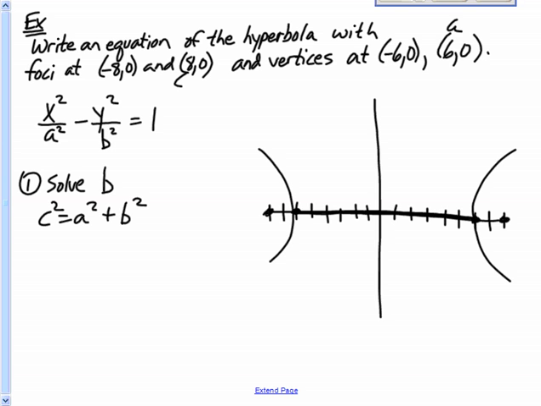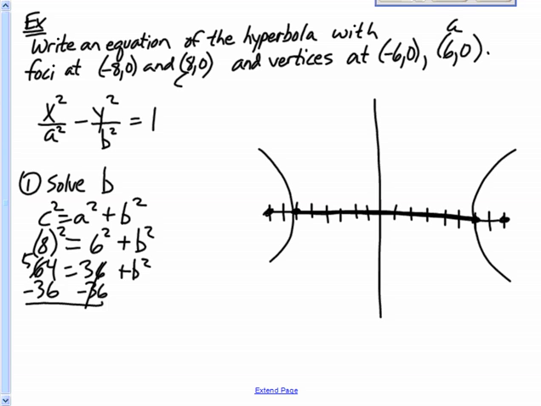C squared, so our C is 8. Our A was, what was it, 6. So 8 squared equals 6 squared plus b squared. So 64 is 36 plus b squared. Subtract 36 from both sides here. And you've got 28 is our b squared. Or b is the square root of 28. Okay, so b squared is 28.